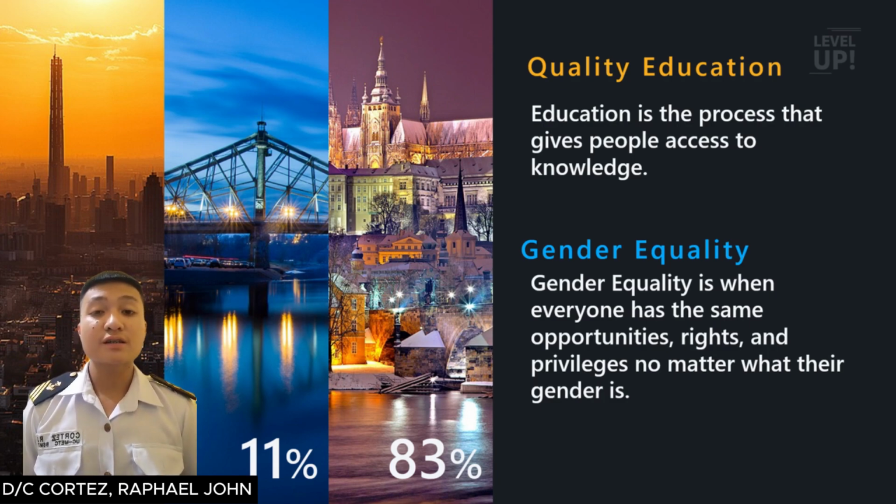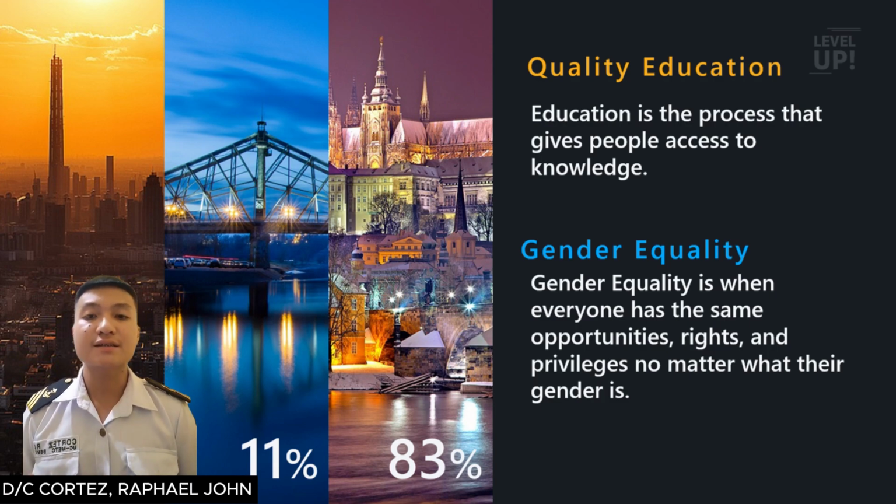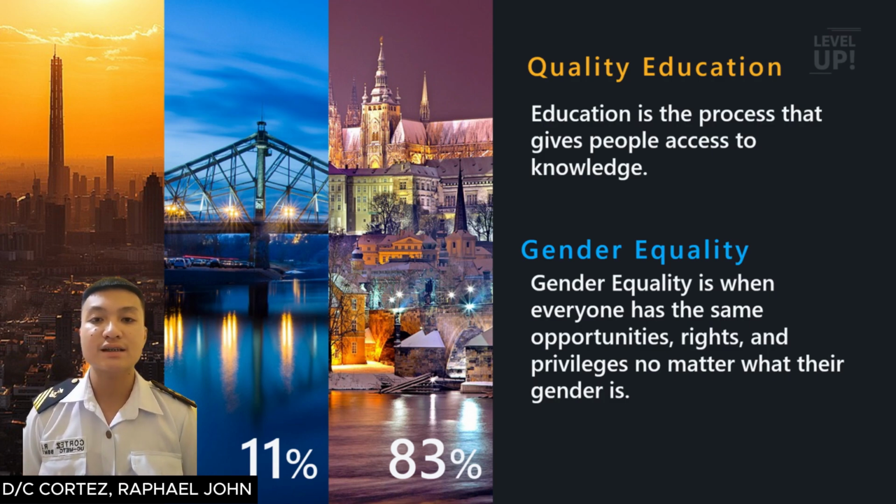So let's proceed to the fifth Sustainable Development Goal of the United Nations. The fifth Sustainable Development Goal is gender equality. So what is gender equality? Gender equality is when everyone has the same opportunities, rights, and privileges no matter what their gender is. It's when everyone is treated with respect in all aspects of their lives, whatever their gender is.